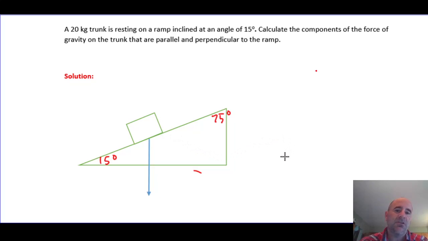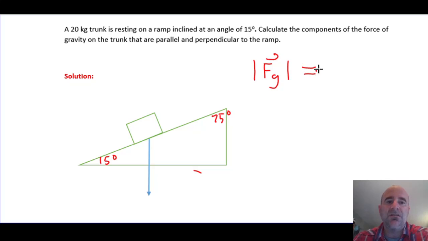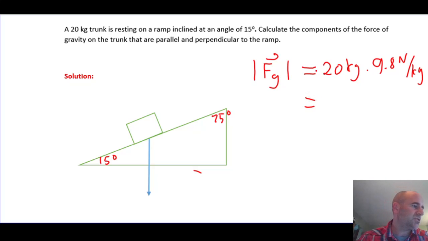So the first thing we need to do here is calculate the magnitude of the force of gravity, the length of this vector, caused by a 20 kilogram trunk. I'm going to call that FG. We get that just from taking 20 kilograms times 9.8 newtons per kilogram, which gives us that magnitude, which should be 196 newtons. And there we go. So again, I'm calling this F of G, force due to gravity.